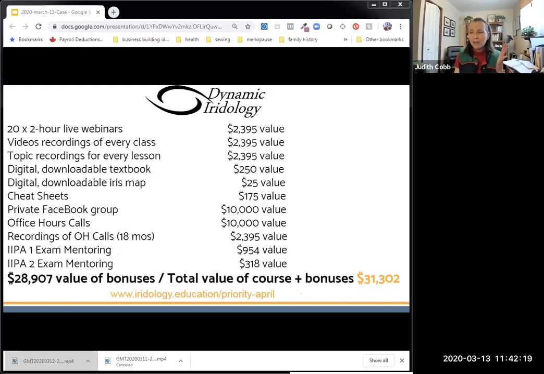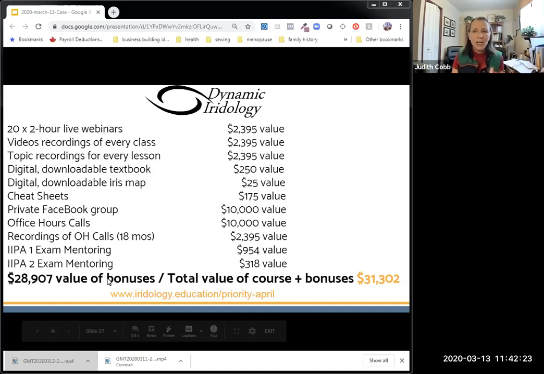Total value of just everything, not including tuition, everything from line 2 down, is $28,900. When we include tuition, the value here is over $31,000.